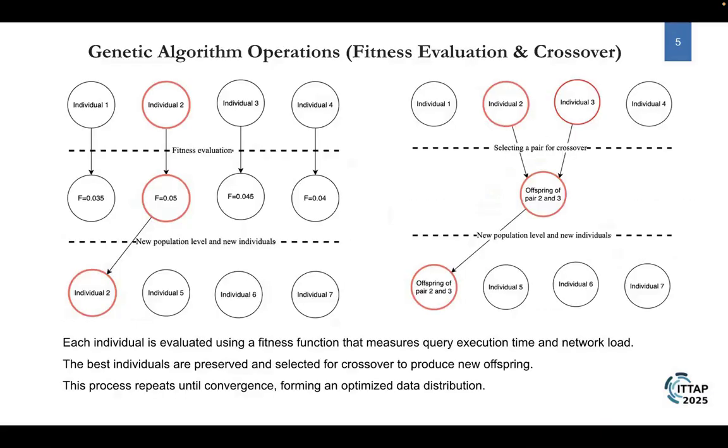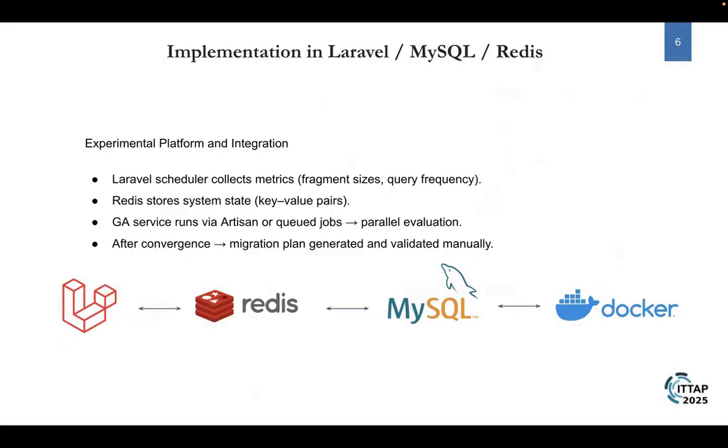Genetic algorithm operations, fitness evaluation, and crossover. Each individual is evaluated using a fitness function that measures query execution time and network load. The best individuals are preserved and selected for crossover to generate new offspring. This evolutionary process continues through several generations until convergence, forming an optimized and balanced data distribution.